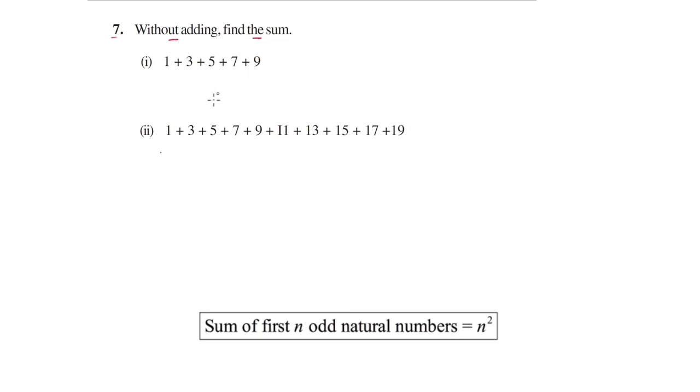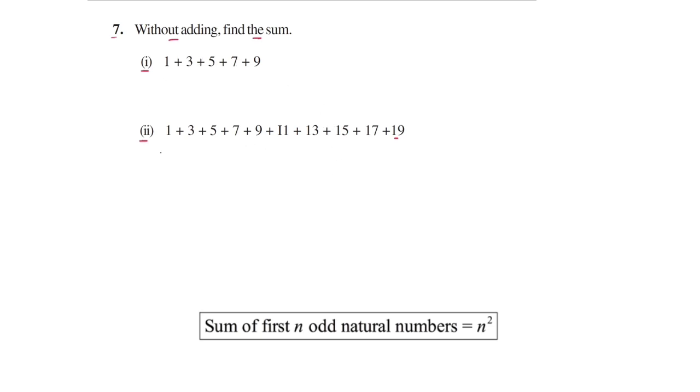Before proceeding with this type of question, first of all you need to understand which type of numbers we have to add: odd numbers, natural numbers, even numbers, or what. Here you can see that the numbers given are odd natural numbers, and the sum of the first n odd natural numbers, as we have learned, is n square. What is n? n is the total count of odd natural numbers.